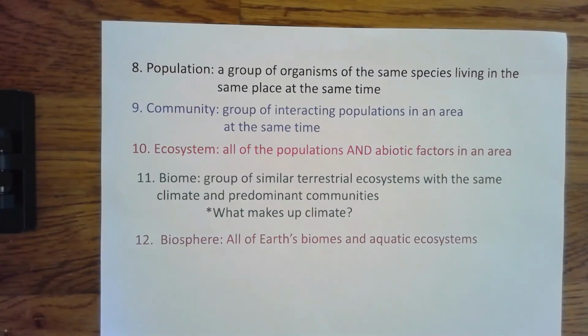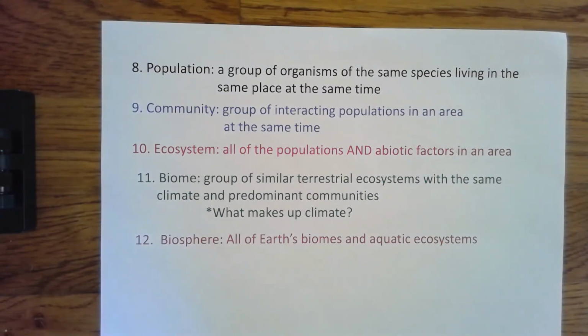Okay, so we need to talk about what makes up climate. So climate's made of two things. Okay, it's temperature and precipitation over the course of the year. All right, so you might want to write that down, that climate is made of temperature and precipitation. Okay, it's not the same thing as weather.